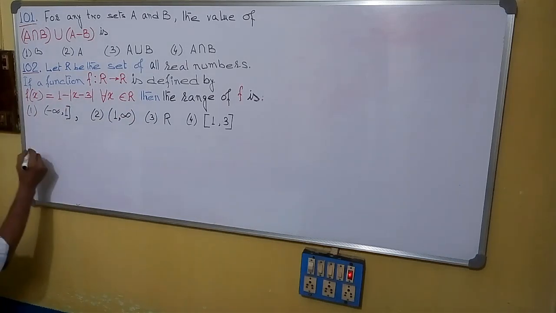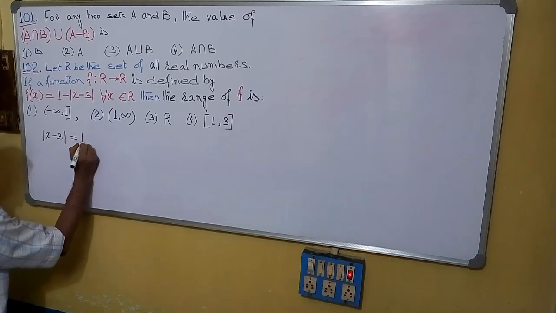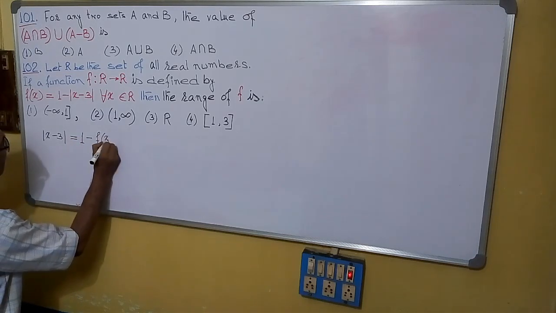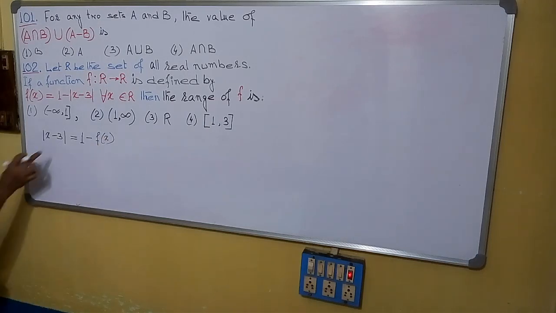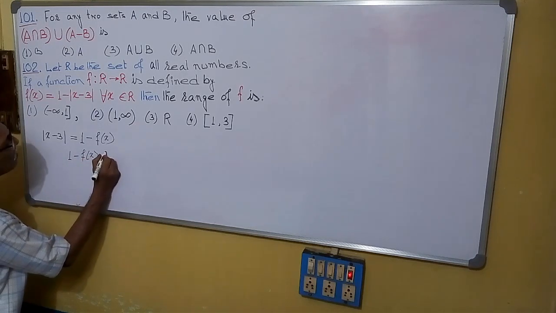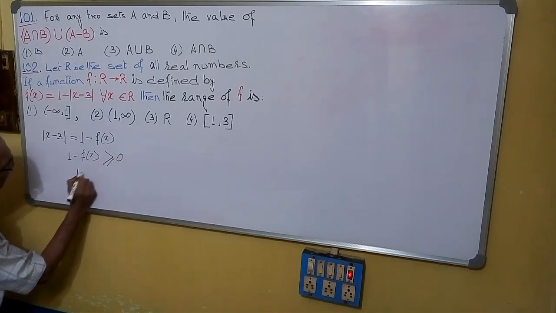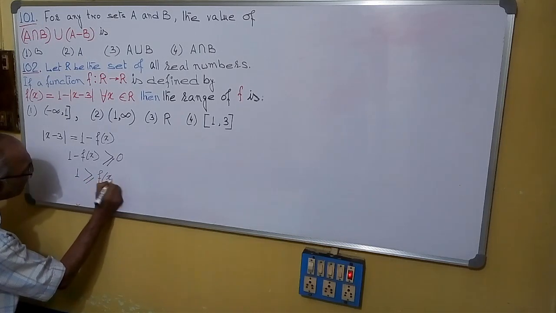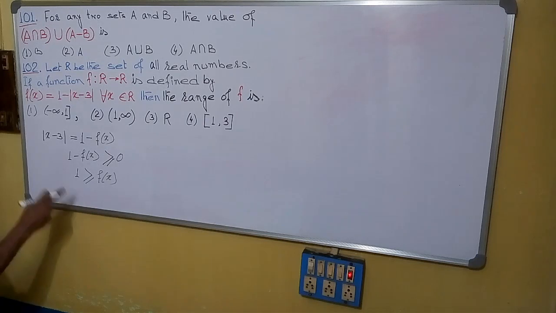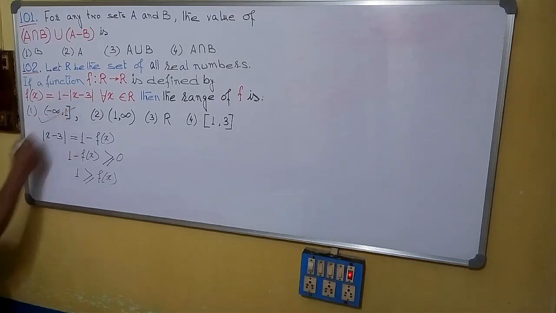From here we can write mod of x minus 3 equals 1 minus f(x). Now we know mod of a quantity can never be negative. So 1 minus f(x) can never be negative. It is greater than or equal to 0. Taking f(x) that side, f(x) is less than or equal to 1. Only this option is there, so we will consider this one as the correct option.